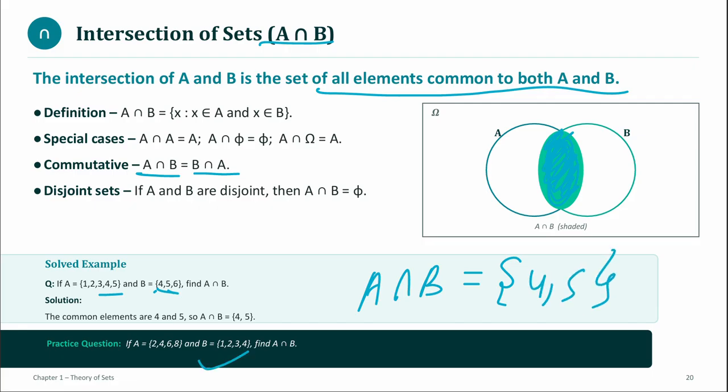Let us solve this question. If A is equal to 2, 4, 6, 8 and B is equal to 1, 2, 3, 4, find A intersection B. Okay. So here 2 is common and 4 is common. So 2, 4. Let us move ahead.